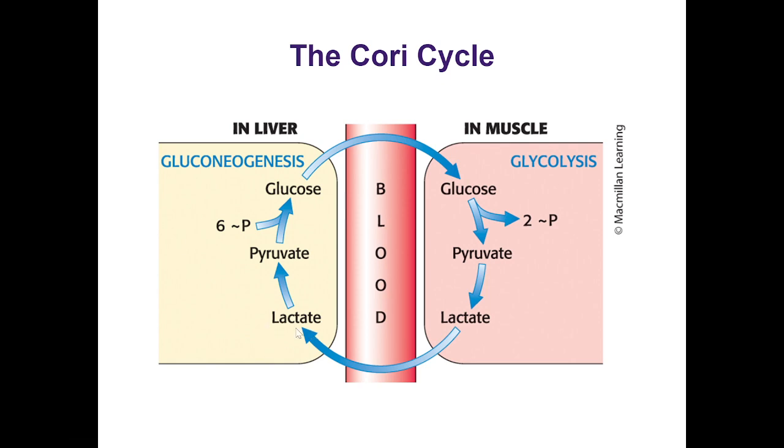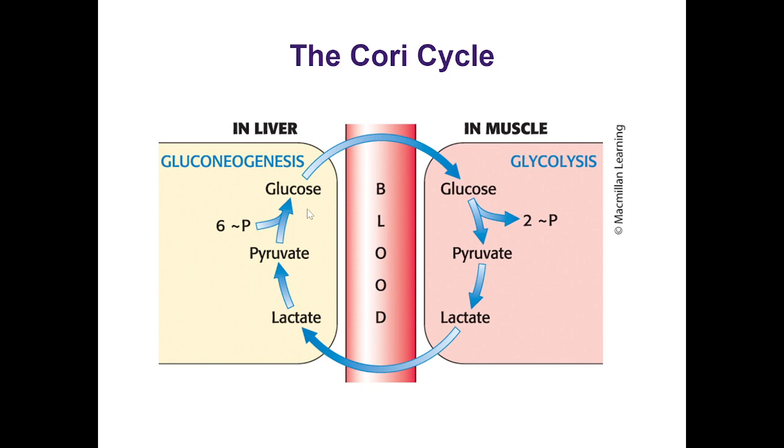That liver is then going to pick up that lactate and shuttle it into the liver. That lactate is then going to go through the gluconeogenesis pathway. Now it's going to do that by going lactate to pyruvate, and then the pyruvate is going to end up picking up 6 phosphates, and those are going to go to glucose eventually. Again, that's that gluconeogenesis pathway.